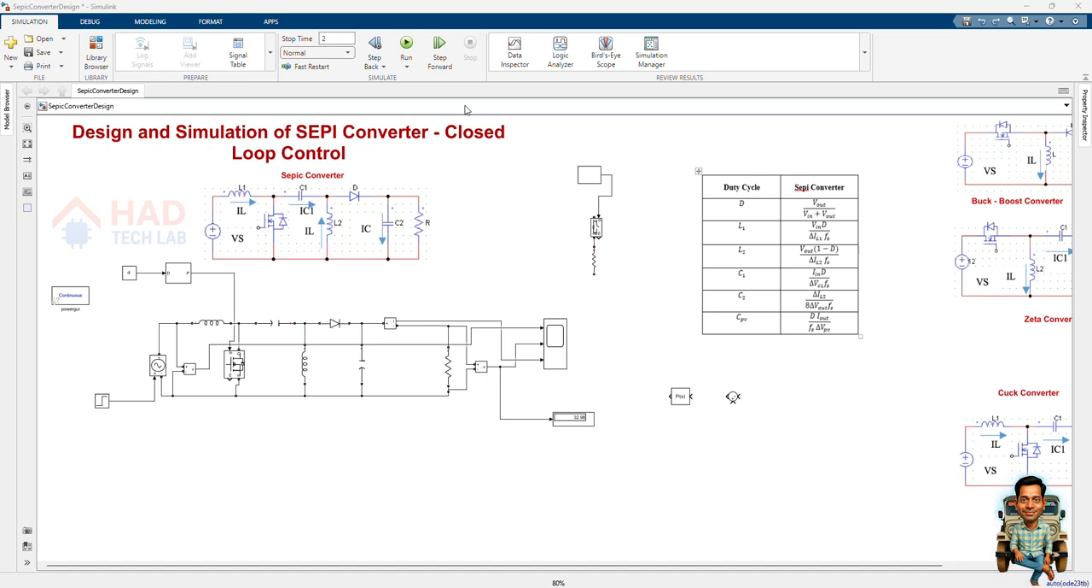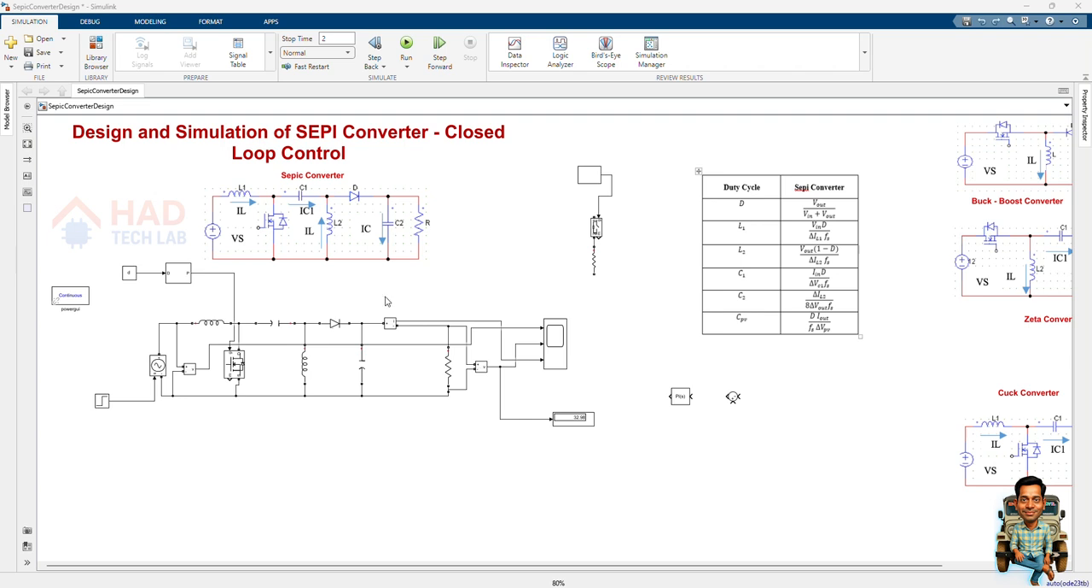Hello everyone, welcome back. Today we move one step further. We are going to implement closed loop voltage control using a PID controller in MATLAB Simulink. In the previous video we successfully designed and simulated a SEPIC converter in open loop. This allows a converter to automatically regulate the output voltage even if the voltage or load changes. So let's do closed loop operation.